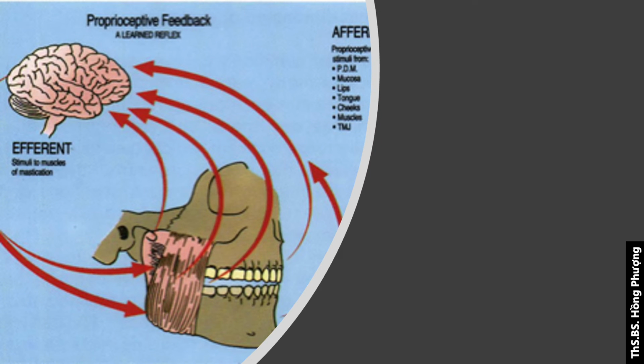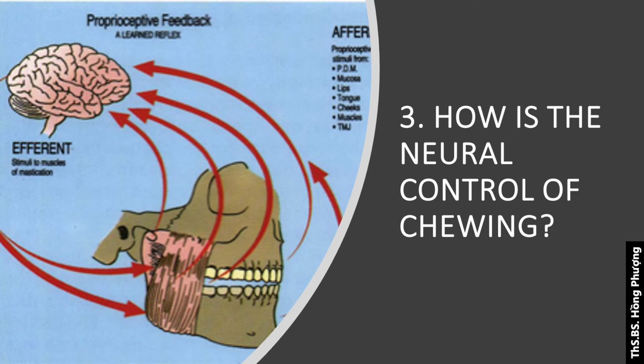Thus, chewing activity is performed with the participation of many muscles. The activities of the muscles need to coordinate with each other in a harmonious and rhythmic way, so the neural control of chewing plays an important role in coordinating the activities of the muscles. How is the neural control of chewing?